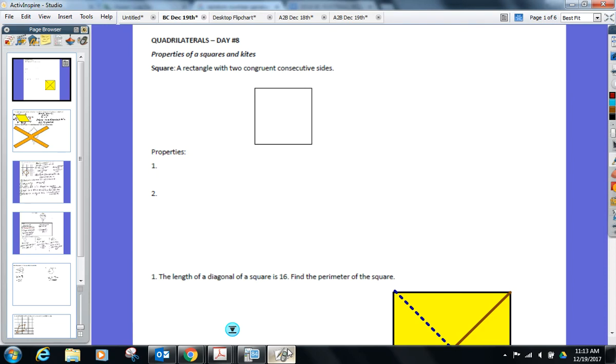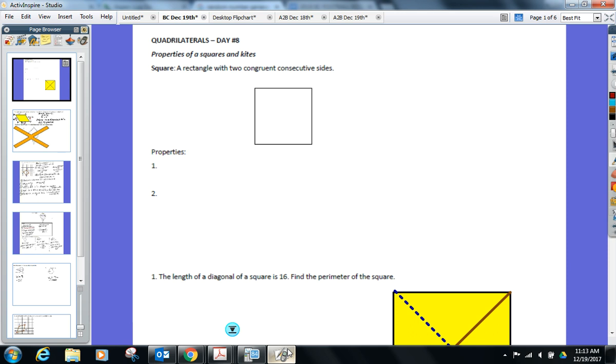Square, everyone remember where it was in the family tree? Right below the parallelogram and also below rectangle and rhombus. Because a square is a rectangle, a square is a rhombus, a square is a parallelogram. You see the definition I have up here.